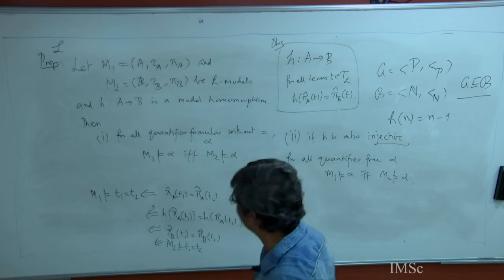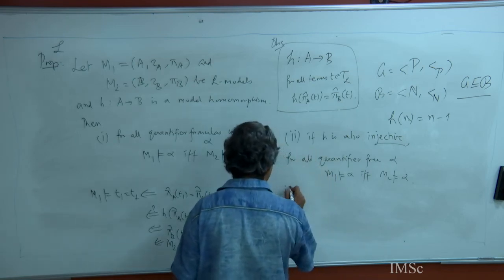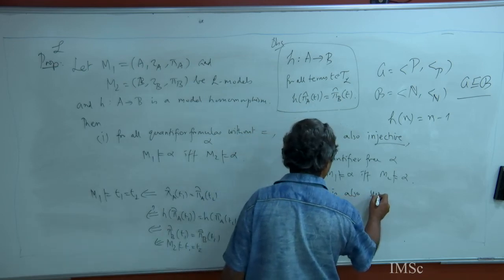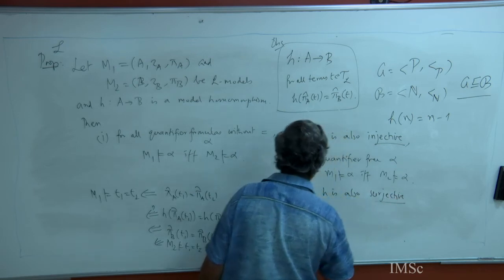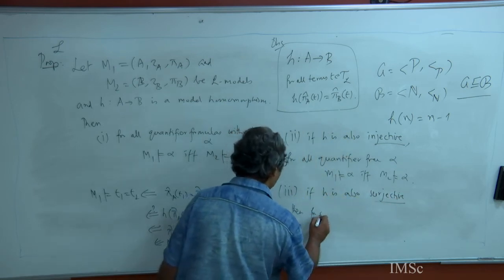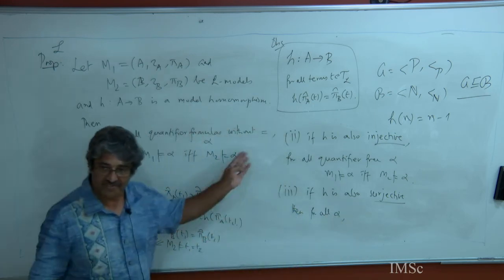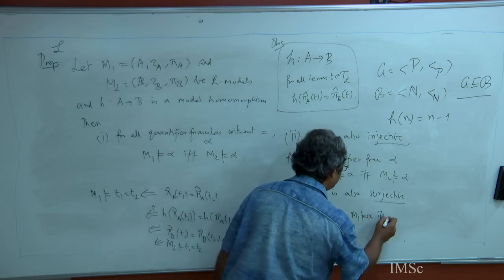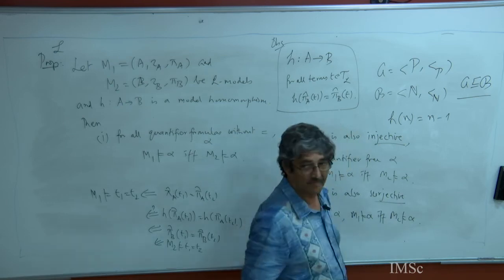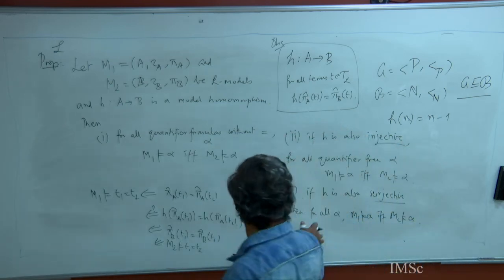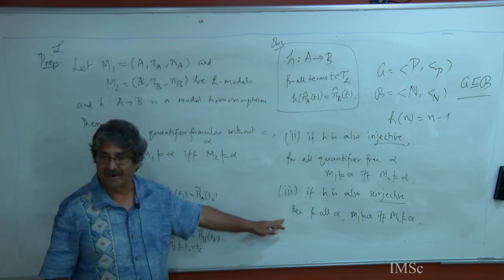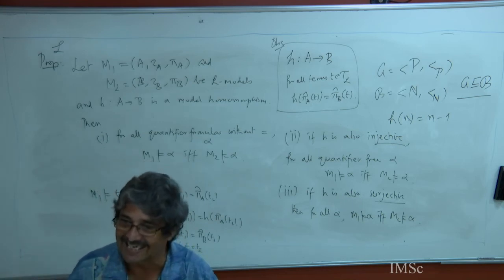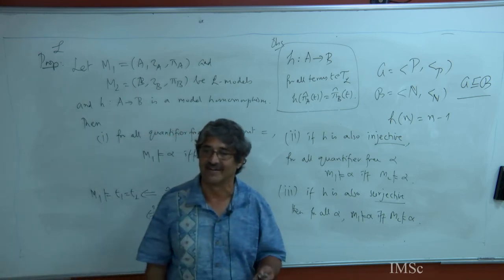Is it clear? Okay. So now, if H is also surjective, then for all alpha, now you have an isomorphism. It's a homomorphism that's injective and surjective, and so now when we do the induction, atomic formulas are taken care of, equality is taken care of, negation, disjunction is all taken care of, only the quantifier case is left. And it's exactly for quantifiers that you need surjectivity.